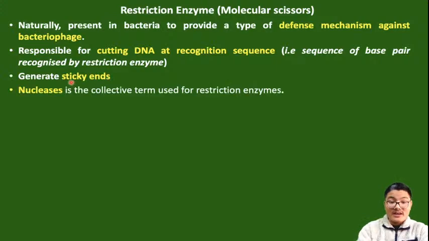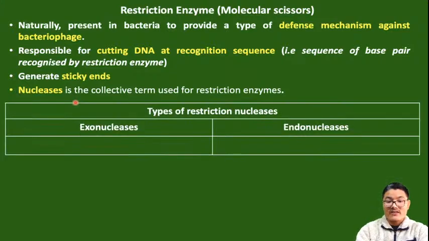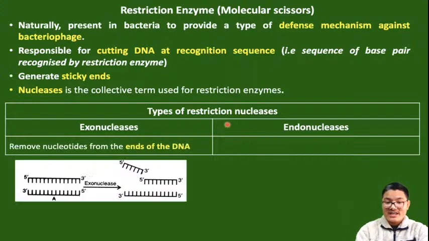And see, the collective term used for restriction enzymes is nucleases. So we have different types of nucleases. If we look at the types of nucleases, we have exonucleases. Exo means outside, right? And nucleases means enzymes which digest DNA or RNA. We are mainly discussing genetic engineering, where we are trying to engineer the DNA, right?